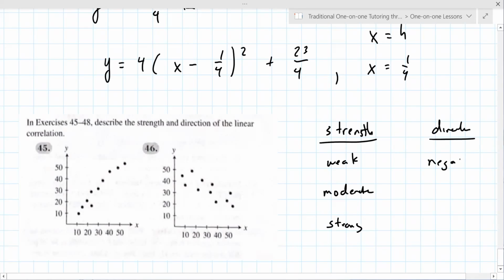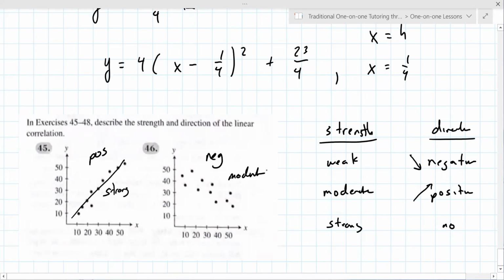And then direction, there are 2 options generally, negative or positive, and then maybe no direction. So positive is going up and to the right, negative is going down and to the right. So you generally start with that one. So this one is positive, this one is negative. And then strong is if the numbers are kind of close together. So this one would be considered strong because they're all near a line. This one would be considered moderate.